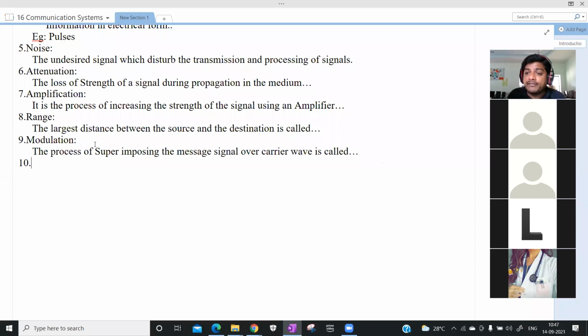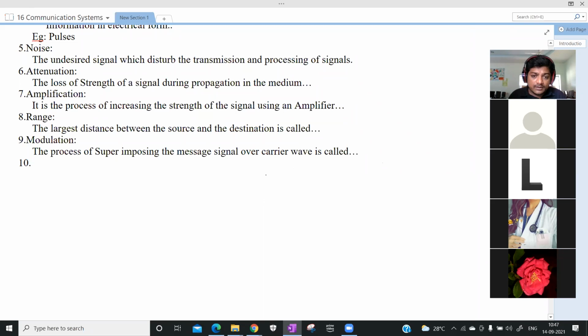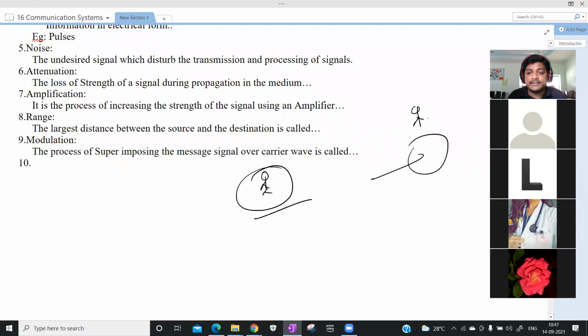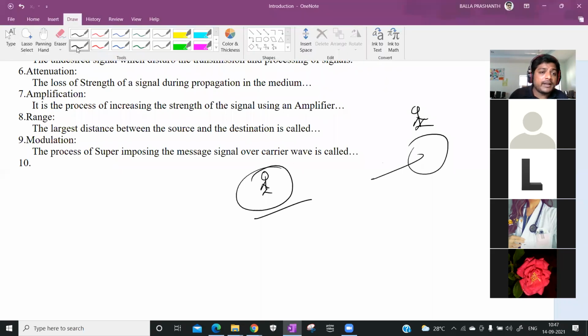After reaching the receiver, is there any need of a carrier wave? No, we don't want any bus. We want only the message. Once we reach the receiver, we don't need the bus; we need only the message signal. The bus is nothing but the carrier wave.